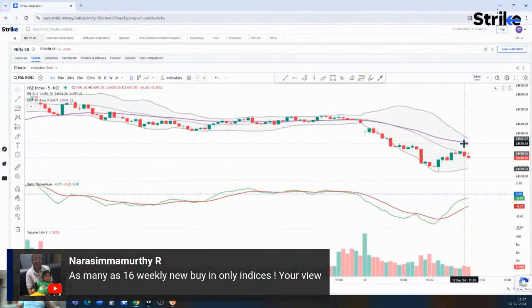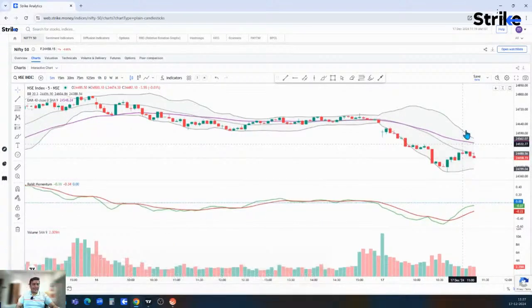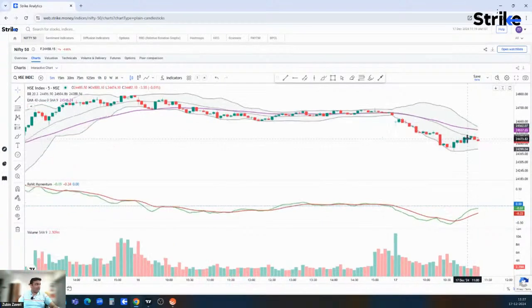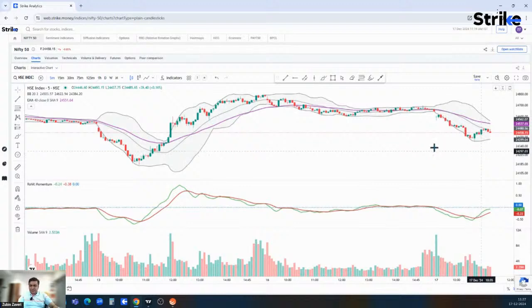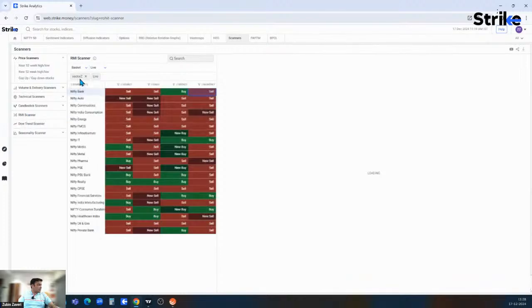So yeah, when we were speaking, Nifty was somewhere around here at around 11 o'clock. It took a resistance from the 20 SMA and is right now sloping downwards. All right, but the momentum is still strong. But the trend is not so strong on the 5 minute chart. And looking at the scanner section, let's look at the RMI scanner once again of sector.